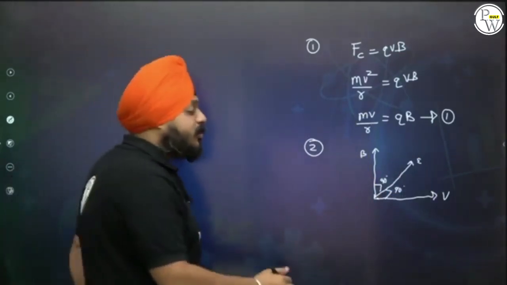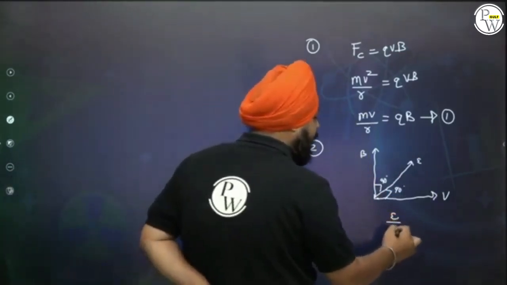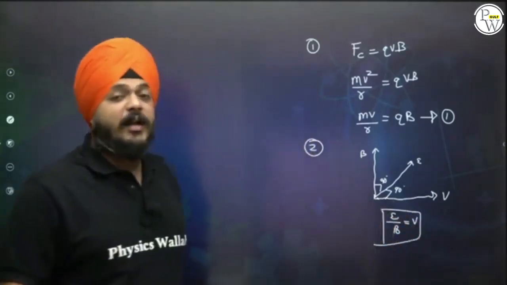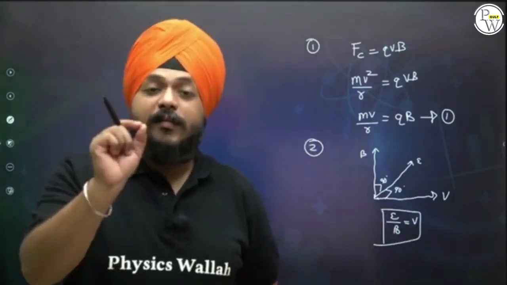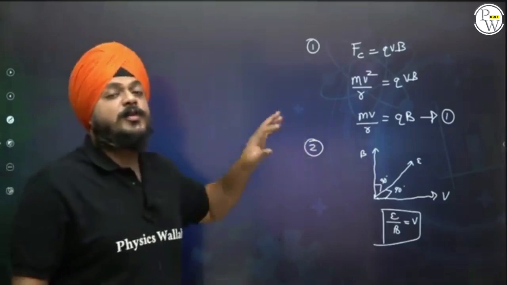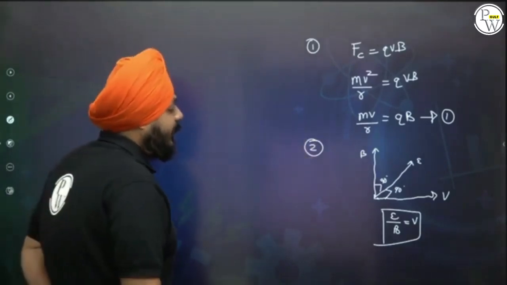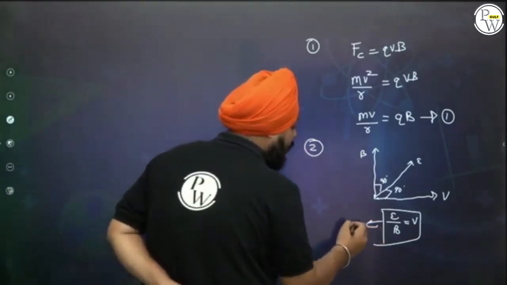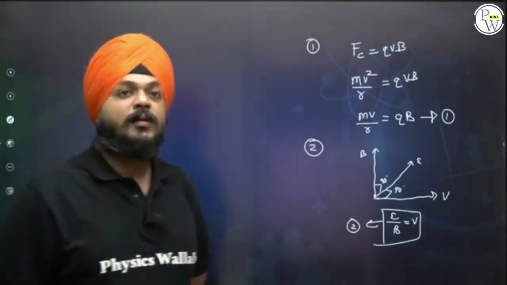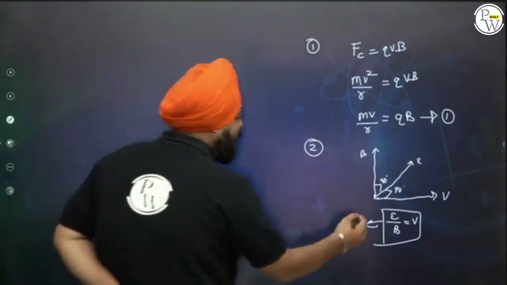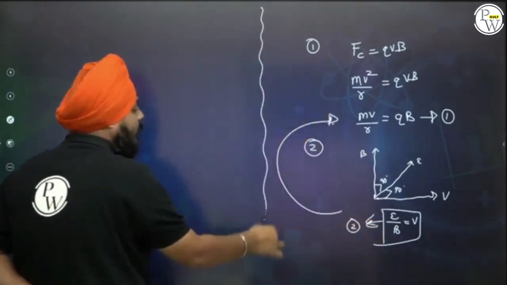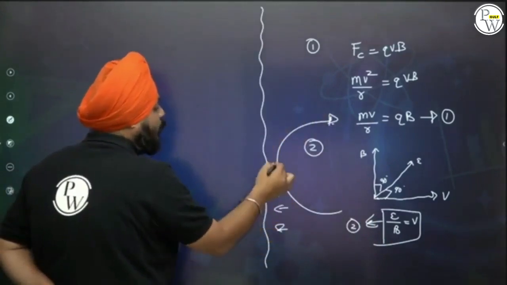This kind of situation only appears when the E by B ratio is equal to v. When the ratio of the electric field and the magnetic field is equal to the velocity of the charged particle, then this situation appears. You are going to see this again in the dual nature of radiation and matter and in electromagnetic waves. So can I name it as equation number 2? Yes. Can I replace equation 2 in equation 1?